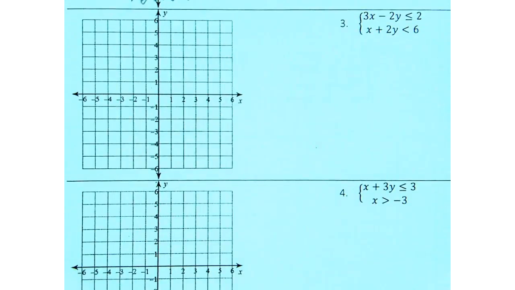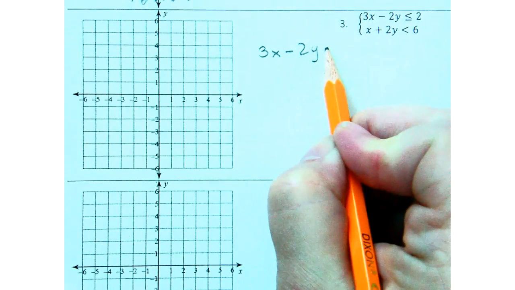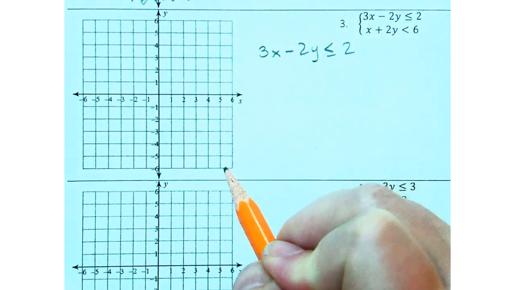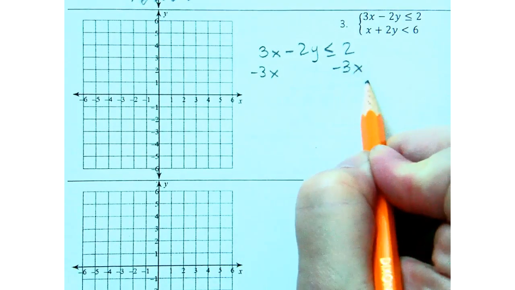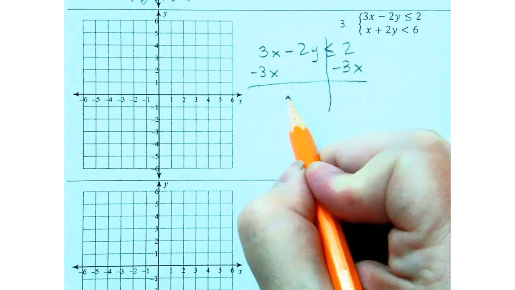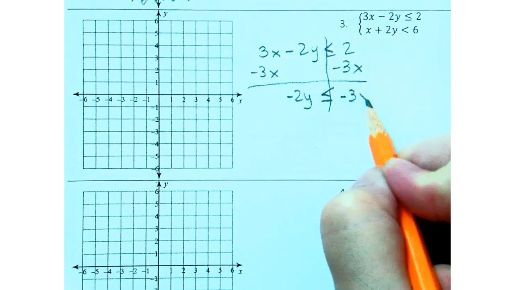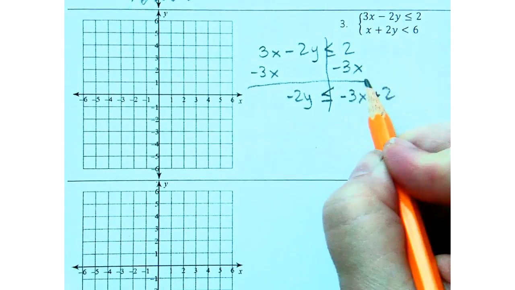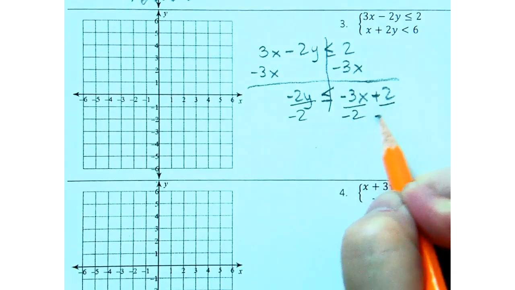In this example, you will need to convert the inequalities into slope-intercept form before you can begin. 3x minus 2y is less than or equal to 2. Subtract 3x from both sides. Negative 2y is less than or equal to negative 3x plus 2. Divide both sides by negative 2.